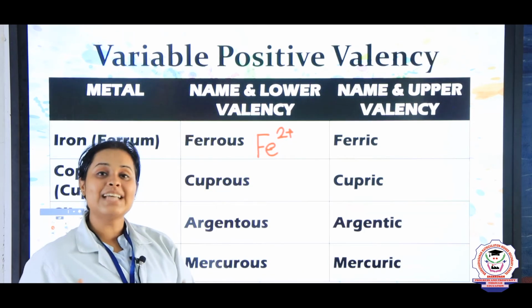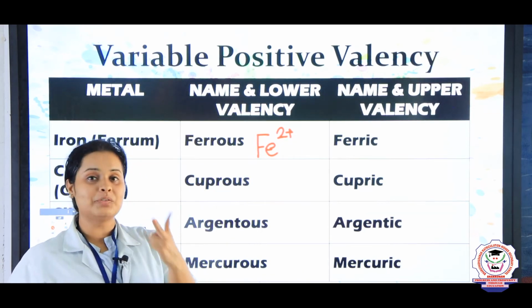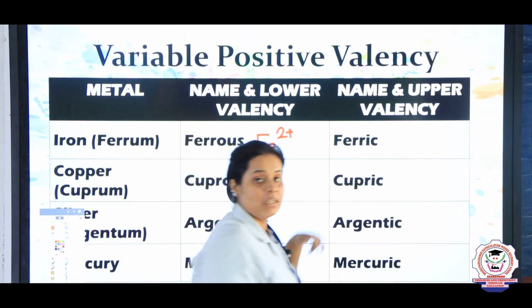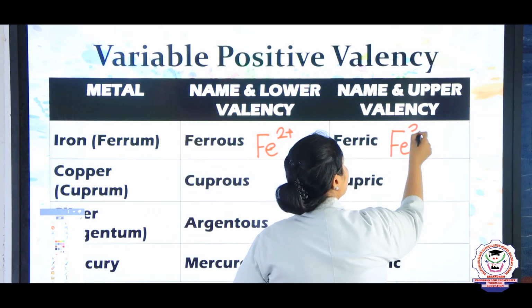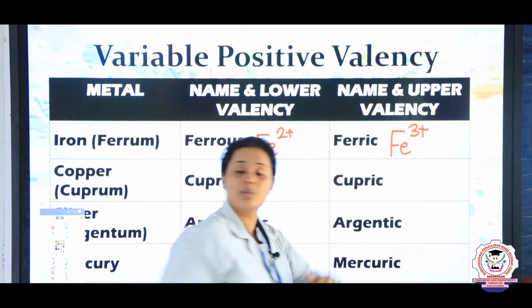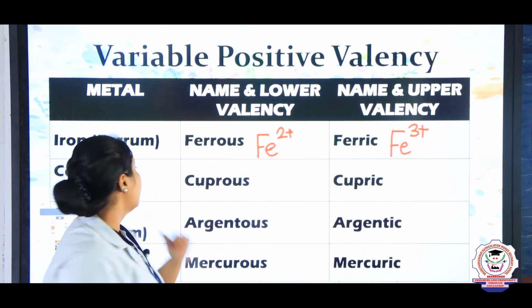That means this atom has removed 2 electrons. Same way, ferric can be written as Fe3+, and here it shows that 3 electrons have been removed.